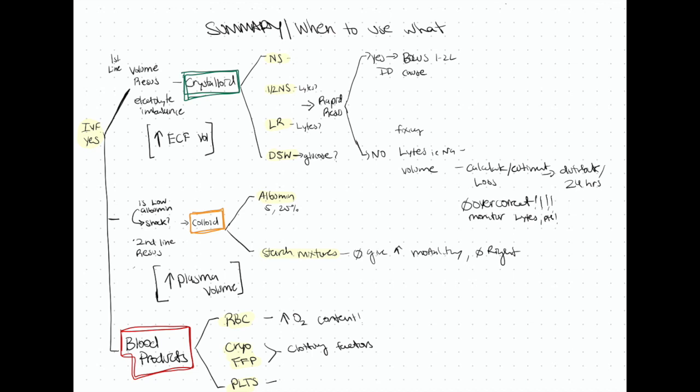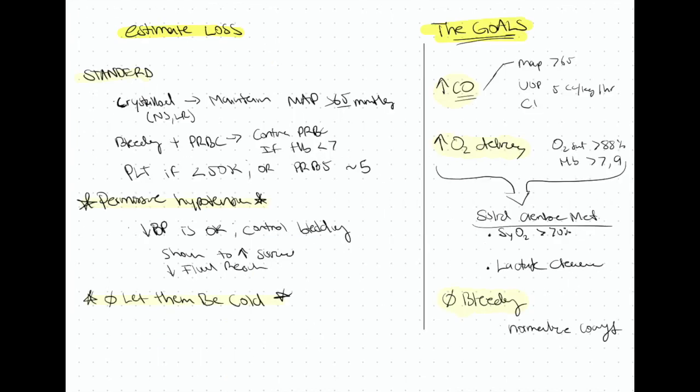But I digress. Colloids are not really used first line for resuscitation, but you can consider them if you think that maybe hypoalbuminemia is contributing to the shock. And again, albumin is a choice. Don't ever pick the starches or dextrans. Blood products, I think, are similar to colloids, but I give them their own section, and the use of that is pretty self-explanatory.